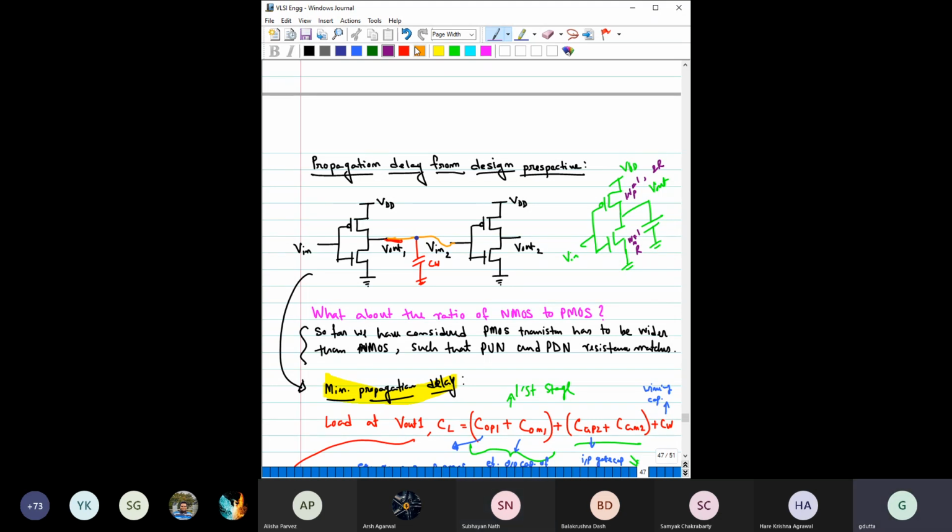If you are saying WN equals 2, what would be the equivalent resistance of this transistor? It would become R by 2. But you are keeping WP equal to 1, so its resistance would be 2R. While charging, it will see a resistance of 2R, while discharging, it will see a resistance of R by 2. So the symmetry will be even worse than the previous case.